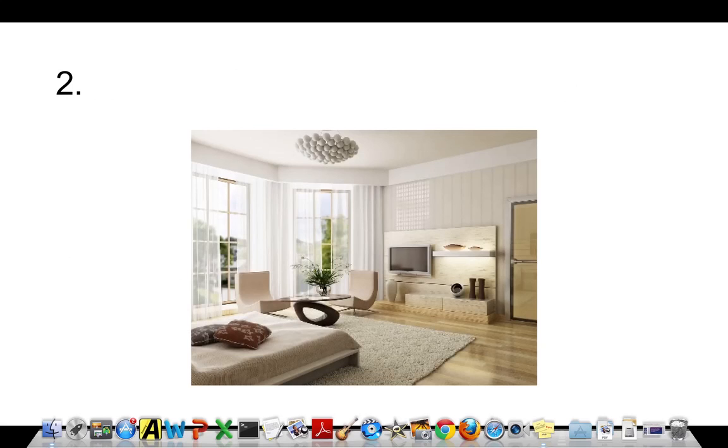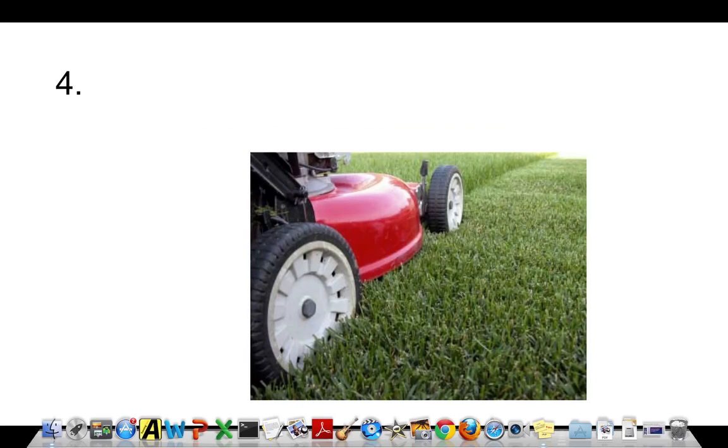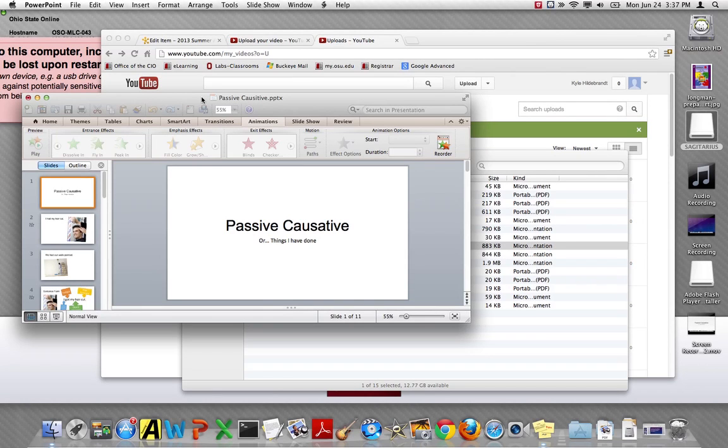Okay, very clean house. Okay, so maybe you can write a passive causative sentence for this picture as well. Next one. And you may or may not want to include the elephants in this picture. And next, they are cutting the grass. And that's it.